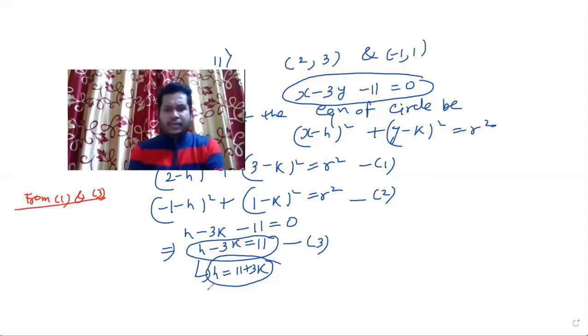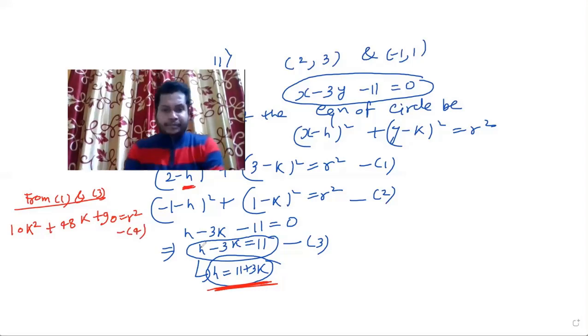After you substitute this value of h, obviously the entire equation will convert in terms of k. So you can do it. I'm not showing the entire calculation, but after substituting and solving, you will get something like this: 10k square plus 48k plus 90 is equal to r square. Okay, and let me mark this as relation number 4.